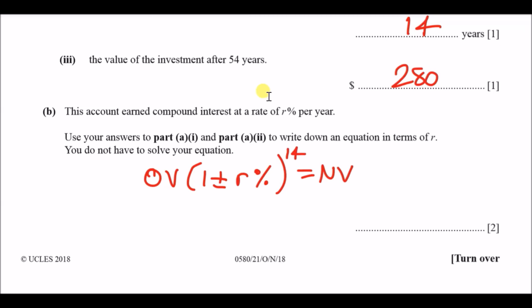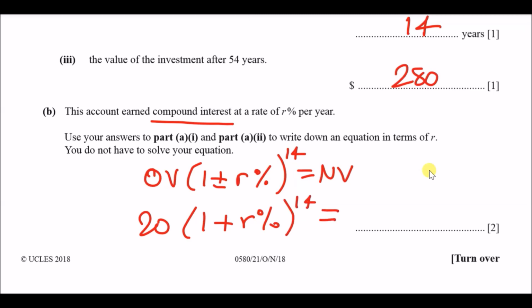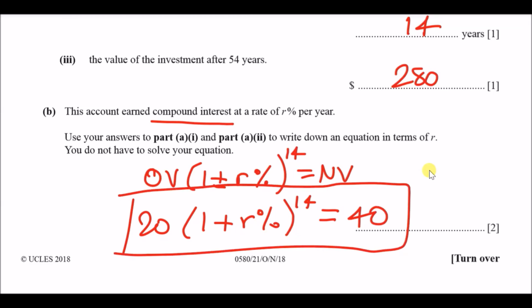So in this case, all you do is replace your original value and your new value with what happened to them. So the original amount invested was $20. We know we're increasing because it's compound interest, so 1 plus some R% rate. And this is for 14 years. And it will give us a new value of $40. And that's it, guys. You don't have to solve it, but this is what they're talking about.